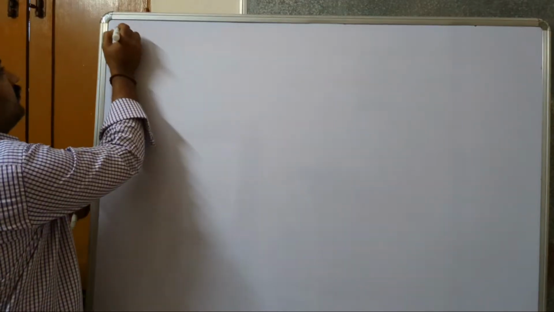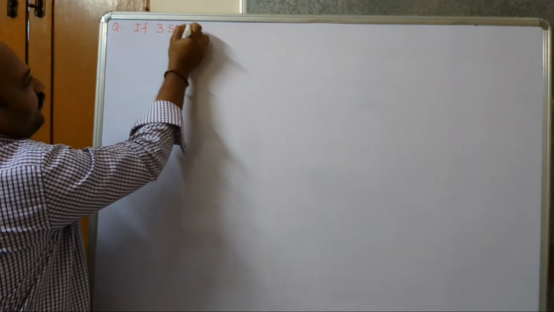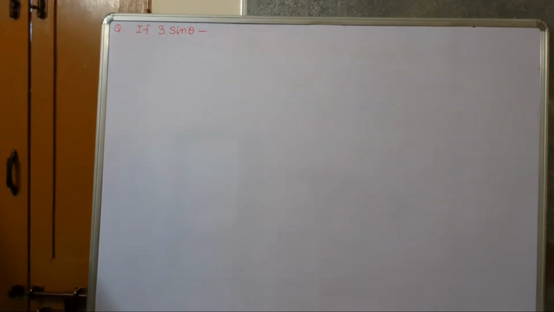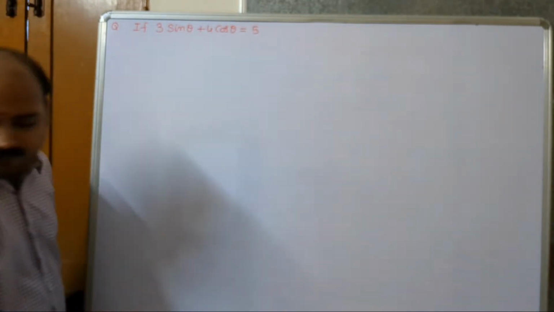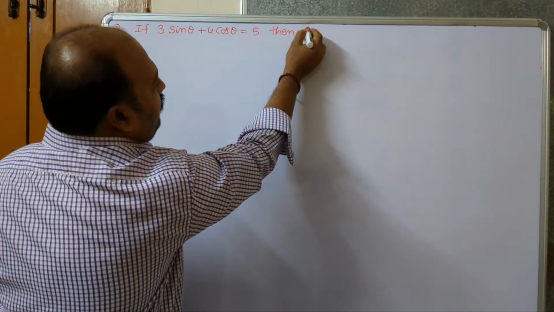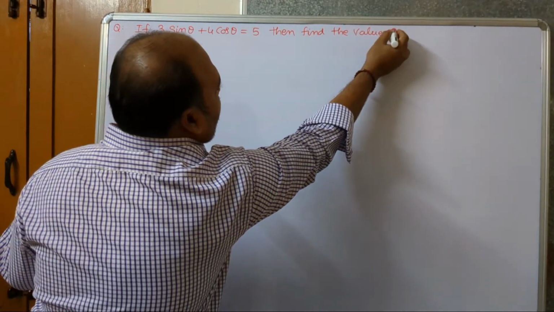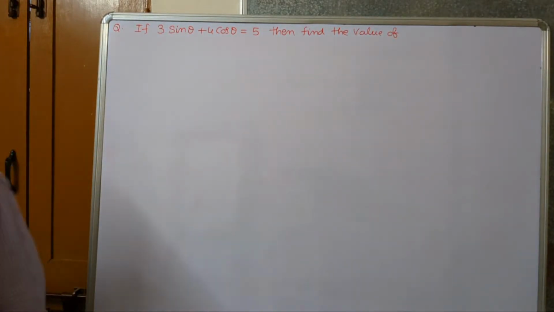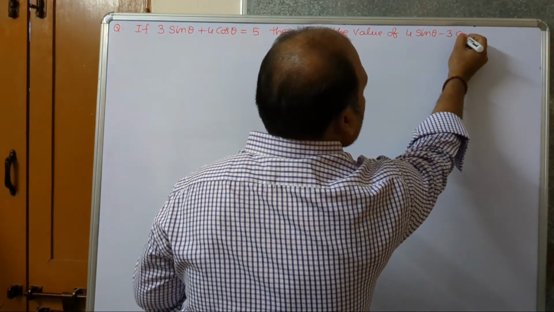The coming question is also important for 2 marks. If 3 sin theta plus 4 cos theta is equal to 5, then find the value of 4 sin theta minus 3 cos theta.